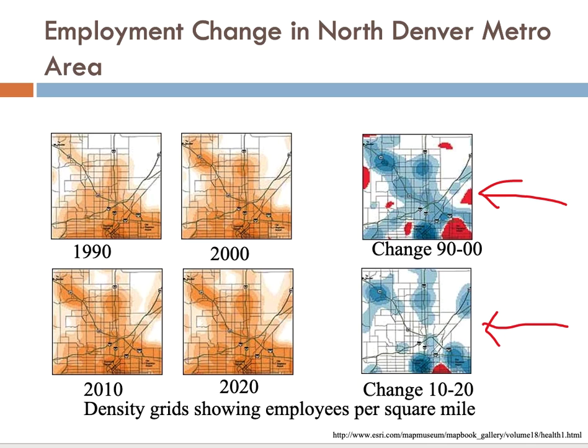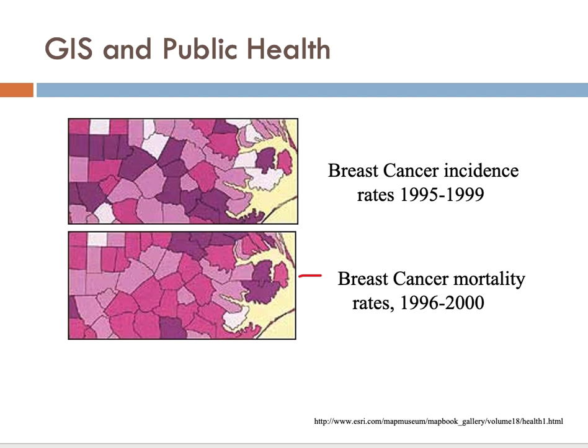Also, GIS can be used to look at employment change. In this case, this is in the North Denver metro area. Here we have two individual maps showing the employment change from 1990 to 2000 and employment change from 2010 to 2020. So this is an example of a trend analysis. Also, GIS can be used for public health, such as breast cancer incidence rates from 1995 to 1999, as well as breast cancer mortality rates from 1996 to 2000.